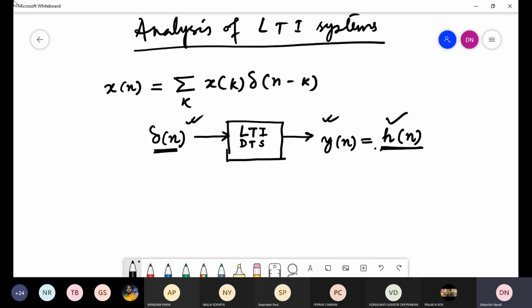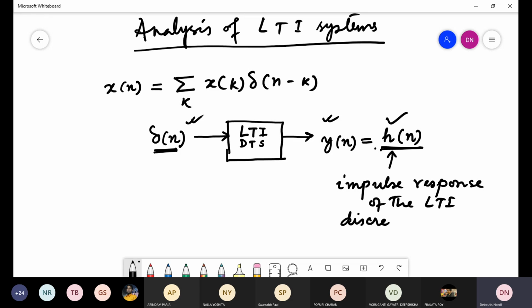So this h(n) is the output when you are applying some delta function at the input, and this h(n) is called impulse response of the system, because it is response of the system when you are applying some impulse at the input side. So it is called impulse response of the LTI discrete time system. Okay. So this is our LTI system.